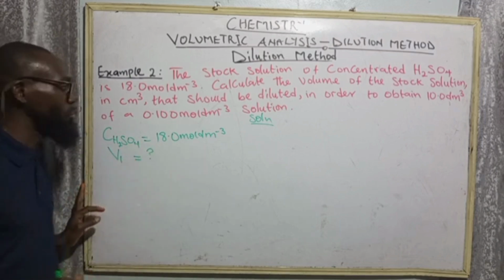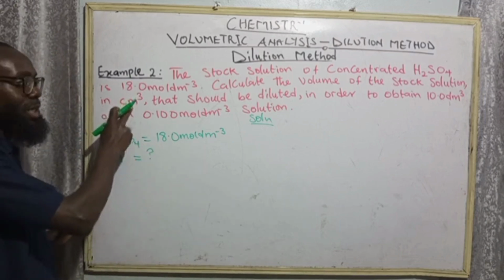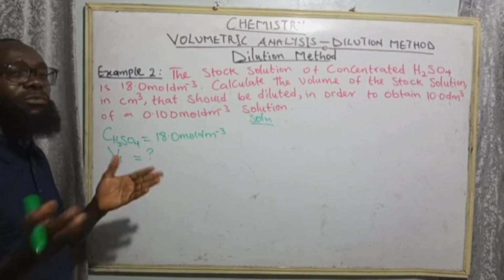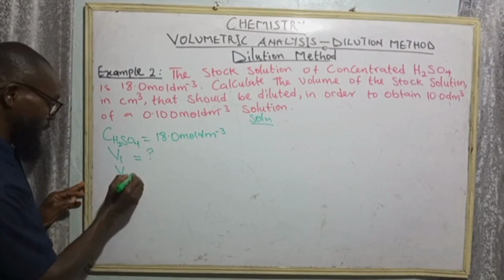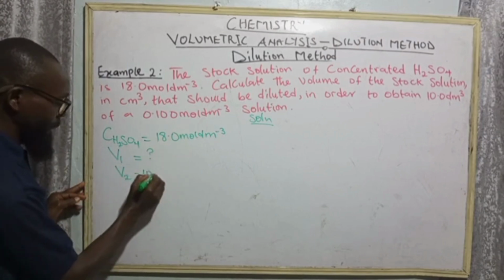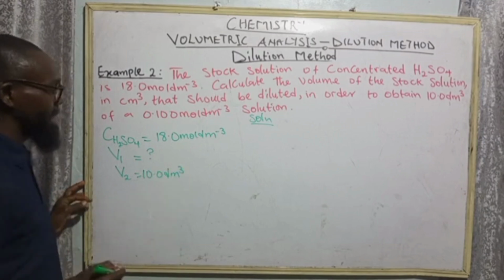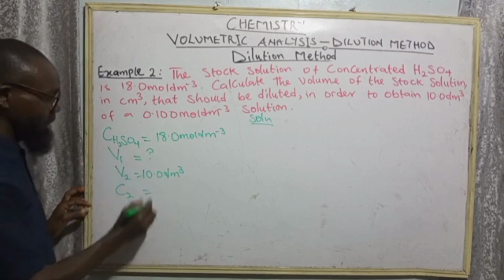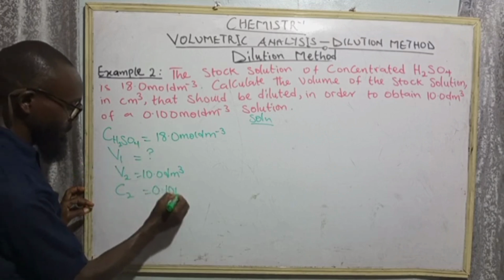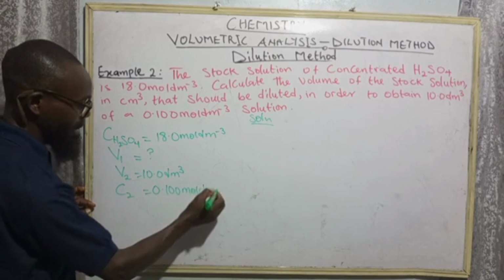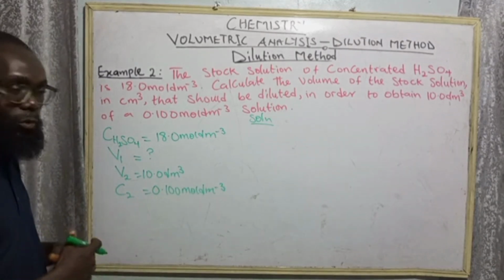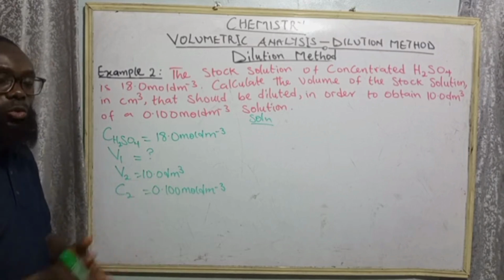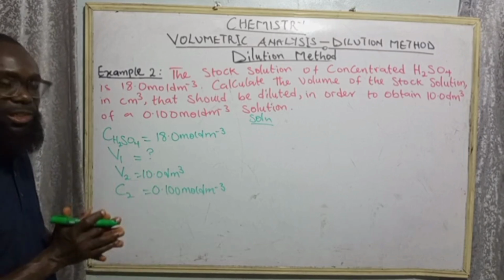Calculate the volume of the stock solution in centimeter cube that should be diluted in order to obtain 10.0 dm cube. Anything in dm cube, you know, is volume. Our V2 equals 10.0 decimeter cube. Then the concentration, our C2, concentration of this H2SO4, is 0.100 mole per dm cube. Now I want to calculate our V1, but in centimeter cube. Since we are given this one in dm cube, the first thing is to get it in dm cube and then change it back to centimeter cube.